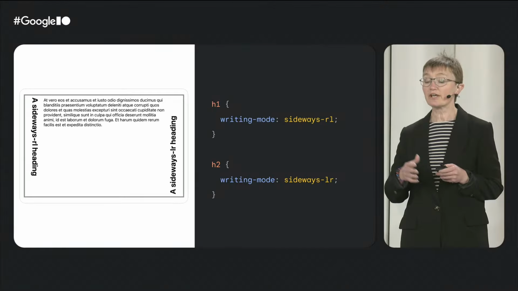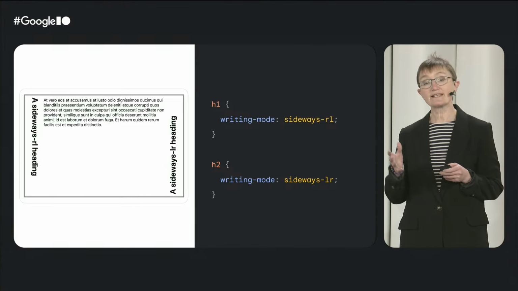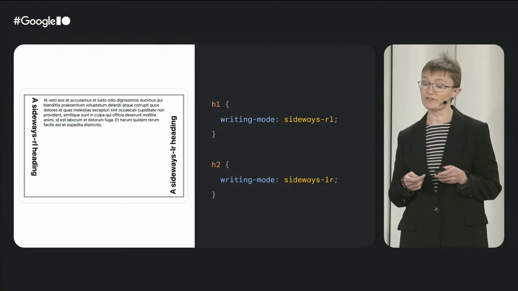If you use sideways-rl, all the glyphs are set sideways towards the right. In left-to-right scripts, content flows vertically from top to bottom, and in right-to-left scripts, content flows from bottom to top. Use sideways-lr, and you get the opposite. So glyphs are set sideways towards the left. For left-to-right scripts, content flows vertically from bottom to top, and for right-to-left scripts, from top to bottom. So if you're using vertical writing modes just for layout purposes, the sideways values are probably the ones you really want to reach for, and those are now newly available through Interop.